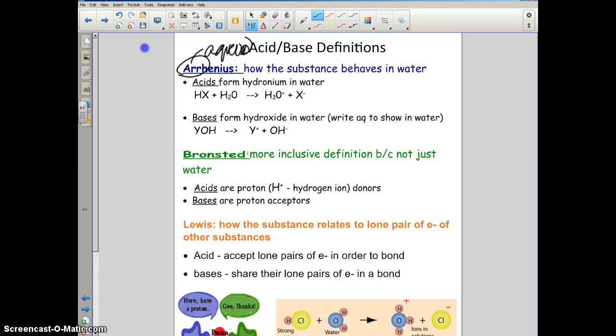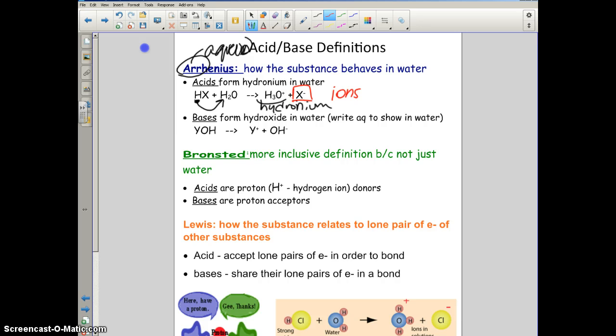And that's how the substance will behave in water, and that's why I say aqueous, because we're talking about how it behaves in water. Arrhenius' acid form means that it will form hydronium. Remember this guy? Hydronium in water. And what you can see happening here is that this H pops off of HX, which is the acid. It jumps onto water and it forms that H3O+, leaving behind lonely the X1-. So we've got two ions in solution, probably a strong electrolyte.